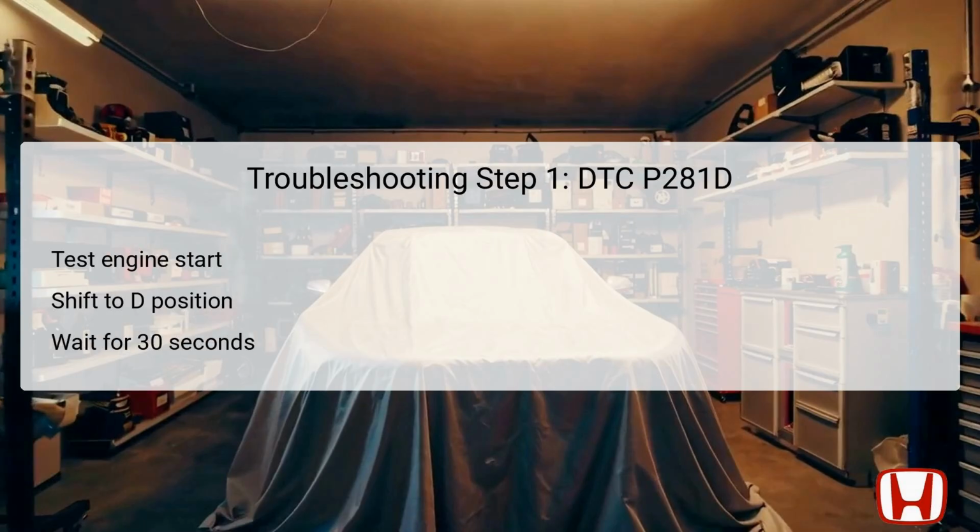Commence the troubleshooting process for DTC P281D by starting the engine, ensuring a proper baseline for diagnostic testing. Following this, shift the transmission into the D position while simultaneously pressing the brake pedal, as this step is essential to simulate normal driving conditions. It is crucial to maintain this shift for at least 30 seconds, allowing sufficient time for the TCM to register any abnormalities in the shift solenoid valve output.